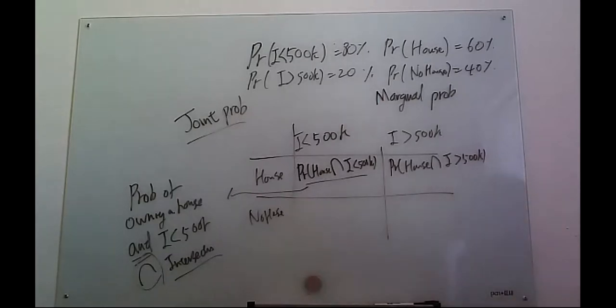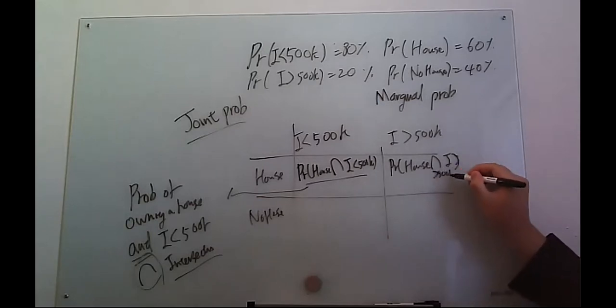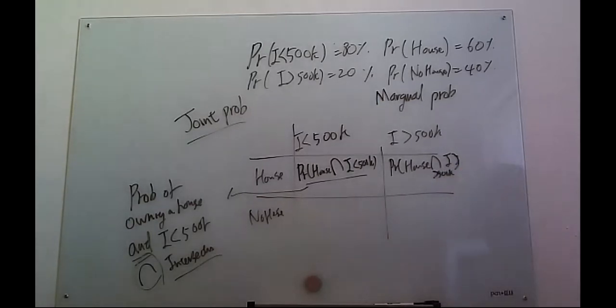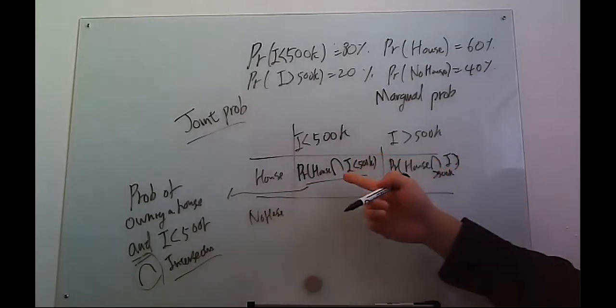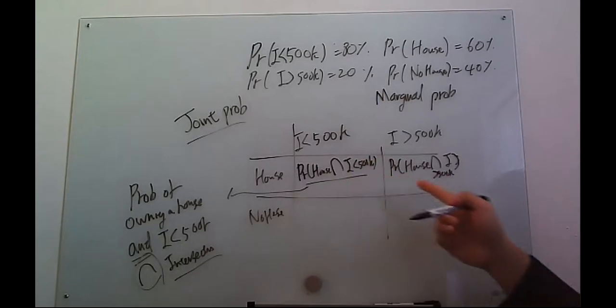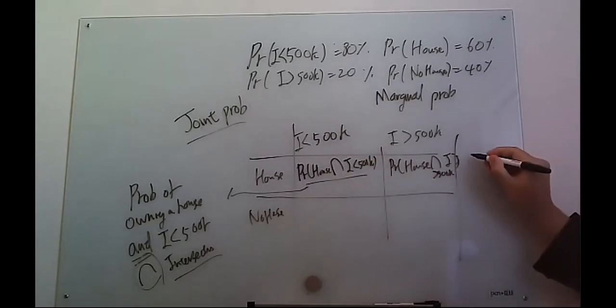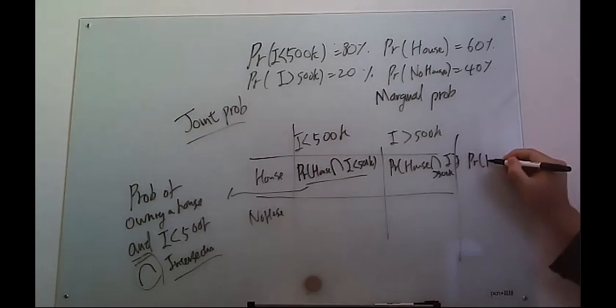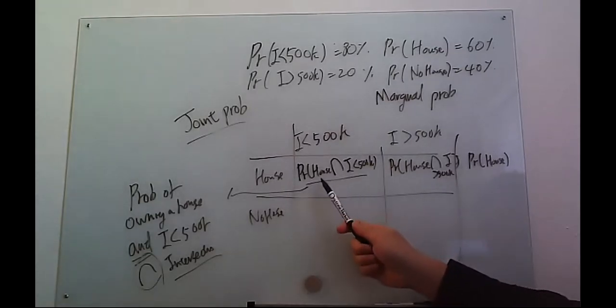So to give more space, I'm just going to say greater than 500K over here. In these cases, no matter what their income is, whoever belongs to this category is going to own a house. So this one is the probability of owning a house.